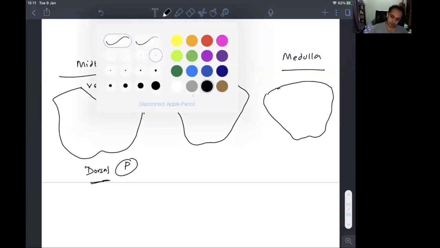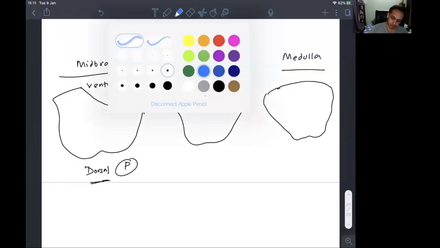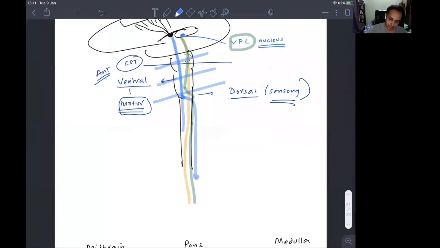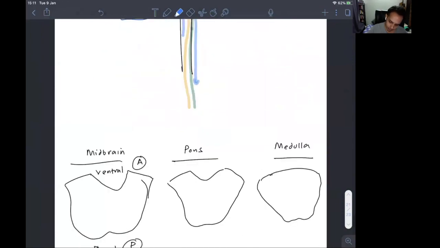Okay, so let us look at first the pyramidal tracts. So the pyramidal tract is supposed to be anterior. So in the midbrain, the pyramidal tract will be most anterior. In the pons also it will be anterior, and in the medulla also it will be anterior.